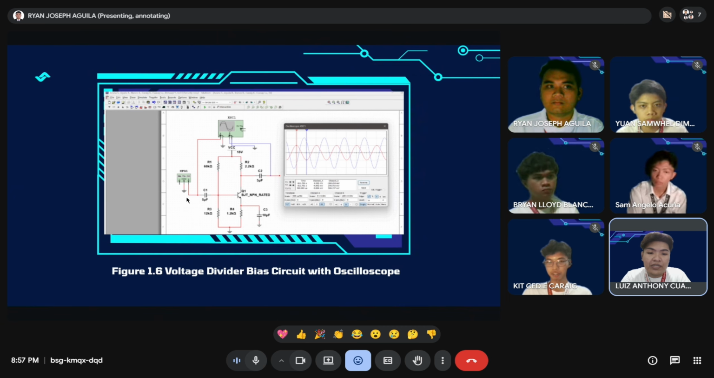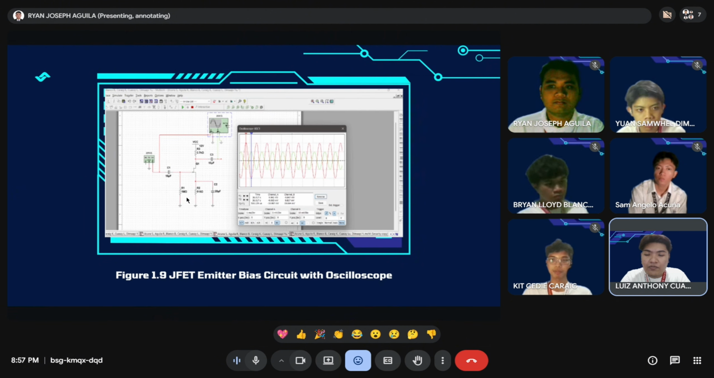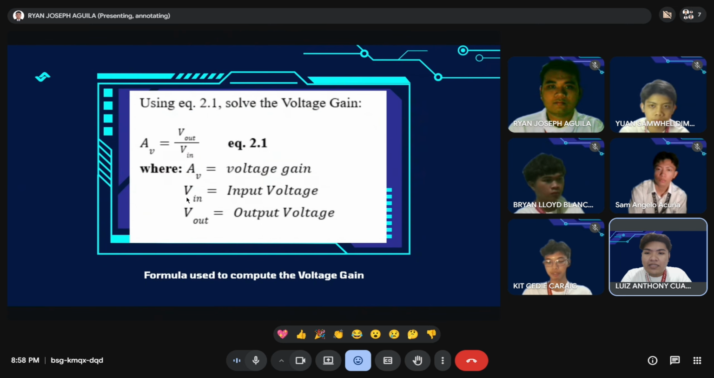and the oscilloscope is used to compare the input signal from the function generator with the resulting output waveform from the collector of the NPN transistor. Now, for Figure 1.9, is the JFET emitter bias circuit with oscilloscope. Next slide. And now, this is the formula used to compute the voltage gain.